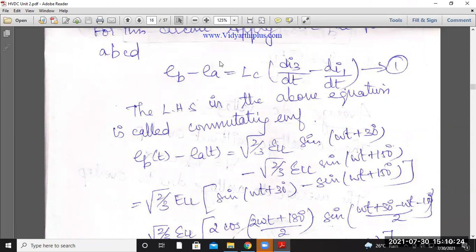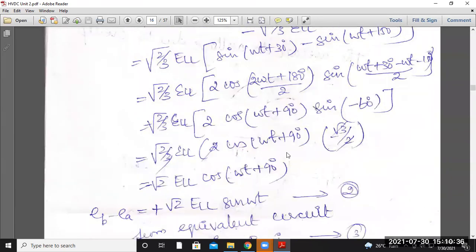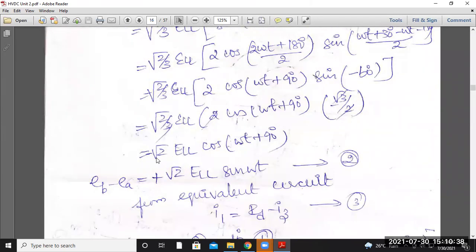This is called your commutating EMF, which we discussed in the previous section also. It is given as EB minus EA. Just put the value of EB and EA, and by solving this equation you will get EBC, which is root 2 EL cos(omega t plus 60 degrees).